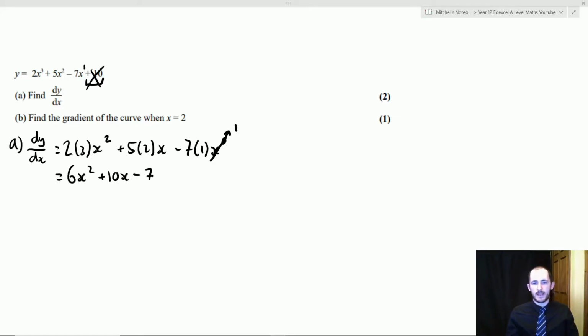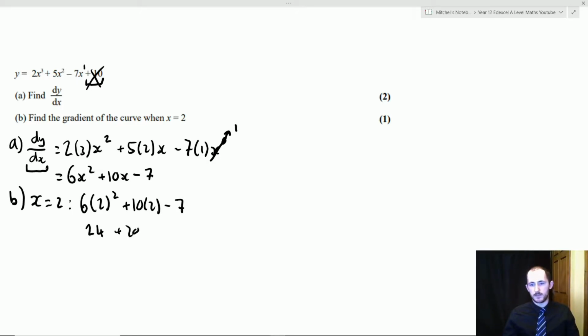And now for part B it just says find the gradient of the curve. Well, this thing here is an equation for the gradient of the curve. So find the gradient when x equals 2 just means we're subbing in x equals 2 into this expression. So 6 × 2 squared plus 10 × 2 minus 7. 2 squared is 4 times 6 is 24, plus 20, minus 7. So that's 44 minus 7, which is 37. That's it. Not too shabby, hopefully.